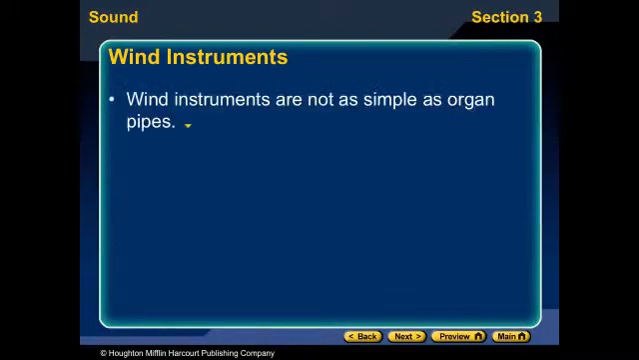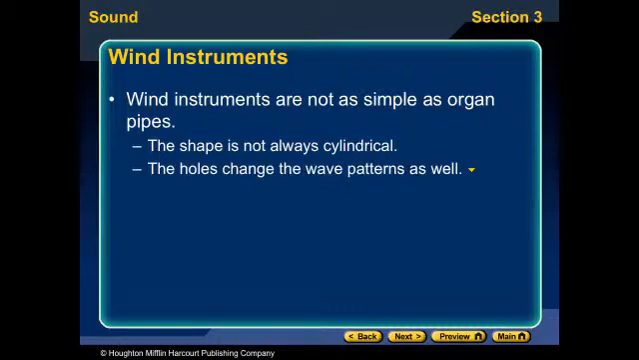So wind instruments are not quite as simple as organ pipes because the shape is not always cylindrical. The holes change the wave patterns as well, and the size of the pipe varies along the path. Like a trumpet, it gets bigger as it gets to the bell.